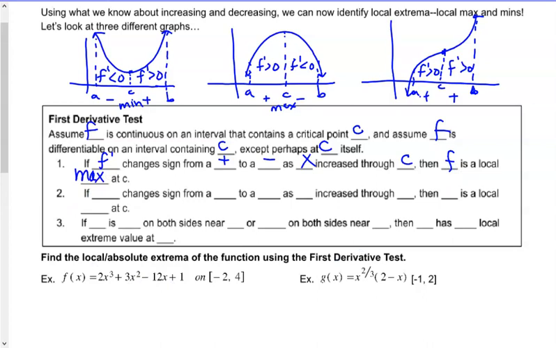There's a maximum. If f prime changes from a negative to a positive as x increases through C, I'm decreasing, then I'm increasing. That means that we have a minimum value at C. And if f prime is positive on both sides near C, or negative on both sides near C, then f has no local extrema or extreme value at C. So that's the case that I have over here with this cubic. So that is what we refer to as the first derivative test.